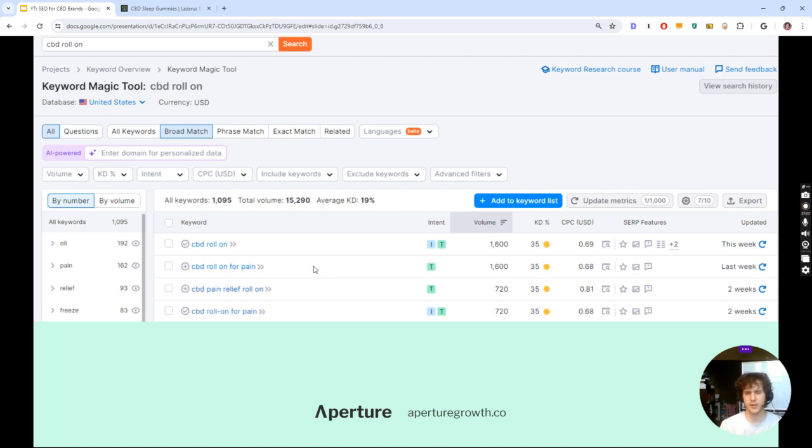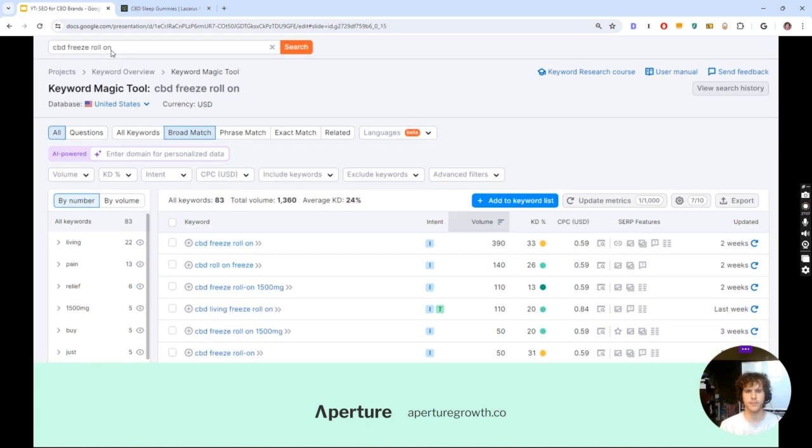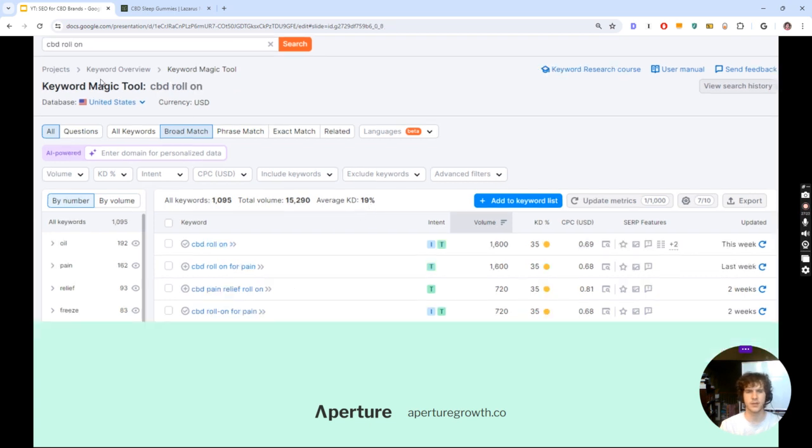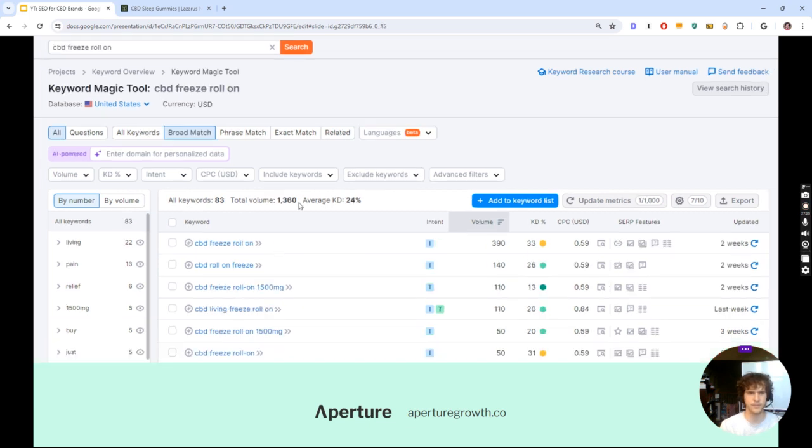But if I were to get more specific, I can get an even easier opportunity. CBD freeze roll-on still gets over 1,000 searches a month, but that head keyword is less competitive, and different variations of it are a lot less competitive as well. Now you'll notice that the average difficulty is actually higher, but that's because this search included a lot of irrelevant queries, whereas this one did not. So this is just another example of how you can find easier opportunities if you can get specific with your keyword searches, and if you can think about different ways that someone might search for your product.